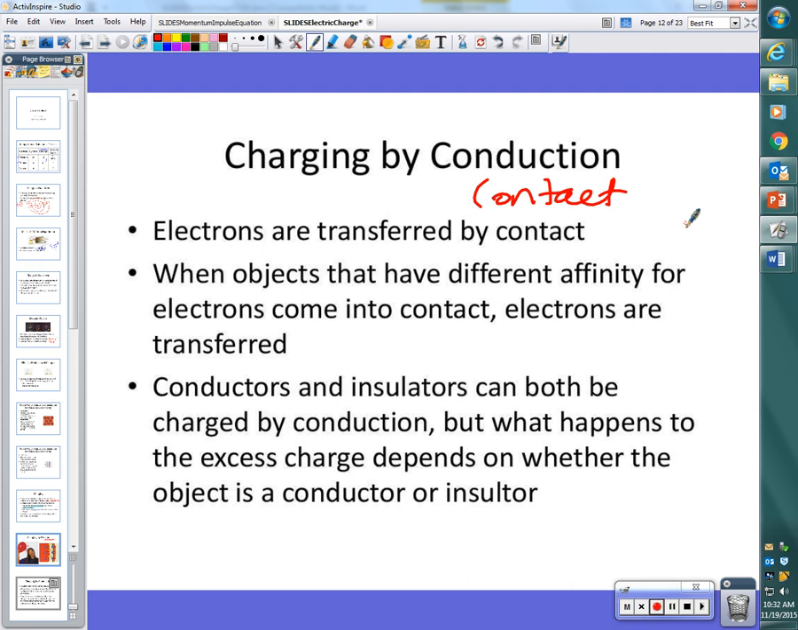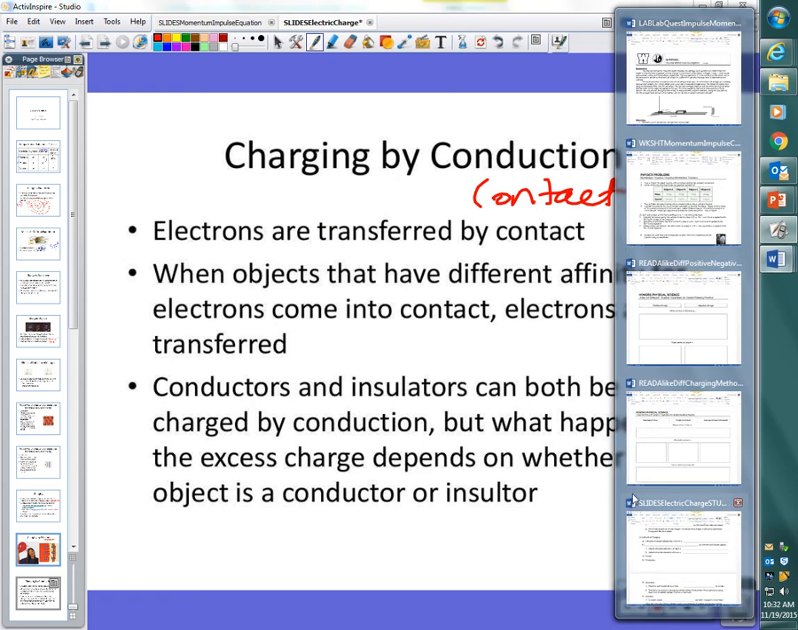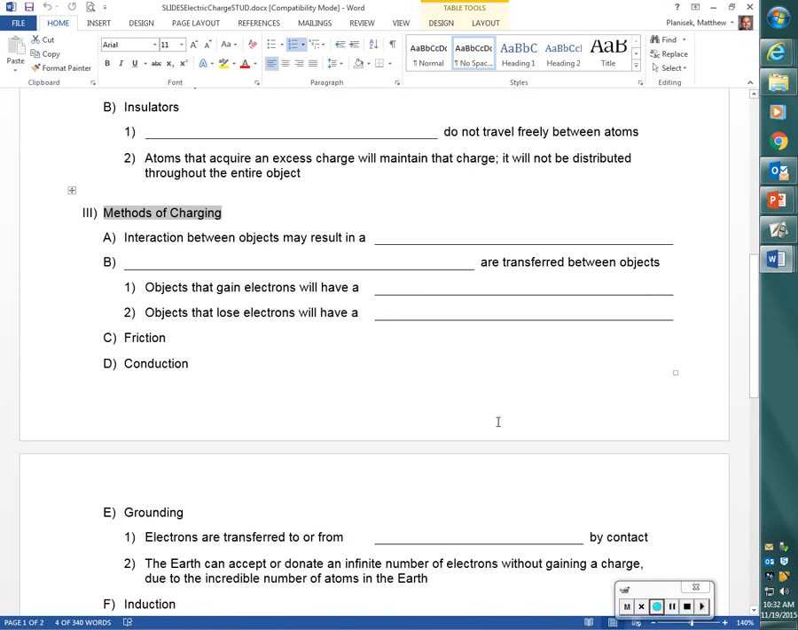We haven't gotten to that one yet. Does it say conduction down at the bottom of your outline? So here, down at the bottom, we talked about friction. Friction requires movement. We talked about conduction. Conduction requires contact. Yes, Laura?